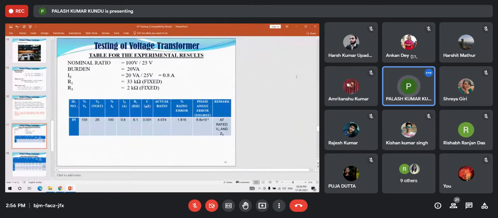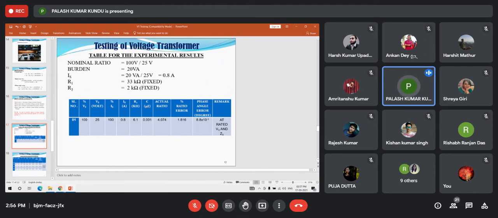Now these are the sample results. The nominal ratio for the test PT used is 100 by 25 volt. Now the burden is 20 VA. That means the rated secondary current can be calculated from this value, 20 VA by 25 volt. Why? Because 25 volt is the rated secondary voltage. So the rated secondary current is 0.8 amperes.